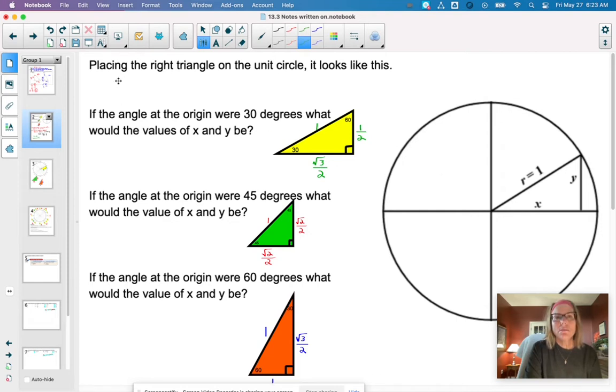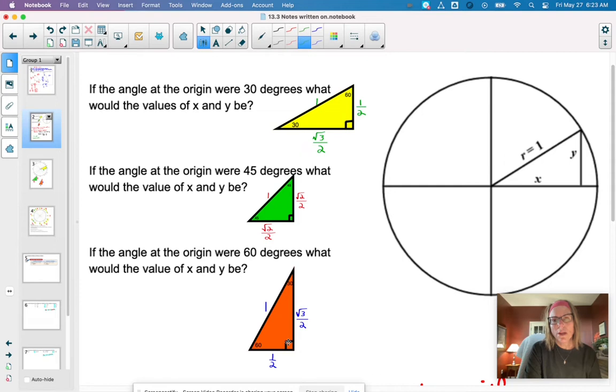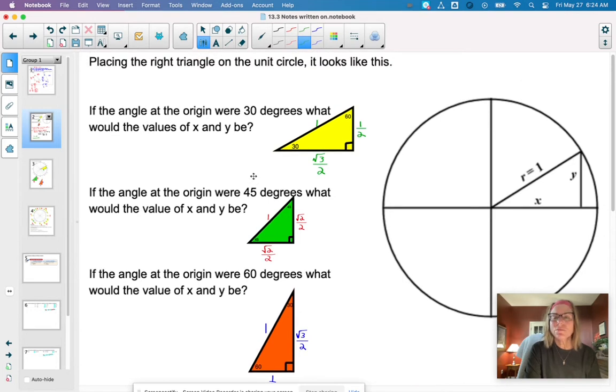So placing the right triangle on the unit circle, it looks like this. This is an example of what it looks like. What I did here is each of these special triangles, 30, 60, 90, 45, 45, 90, and then again 30, 60, 90, I created, because we're going to demonstrate in the video how we're going to use them to derive our coordinates. So basically what it's saying is, if the angle at the origin were 30 degrees, what would the values of x and y be? Well, x is on the horizontal.